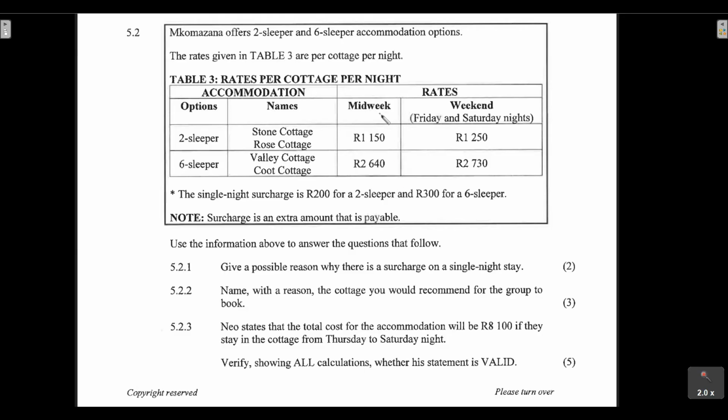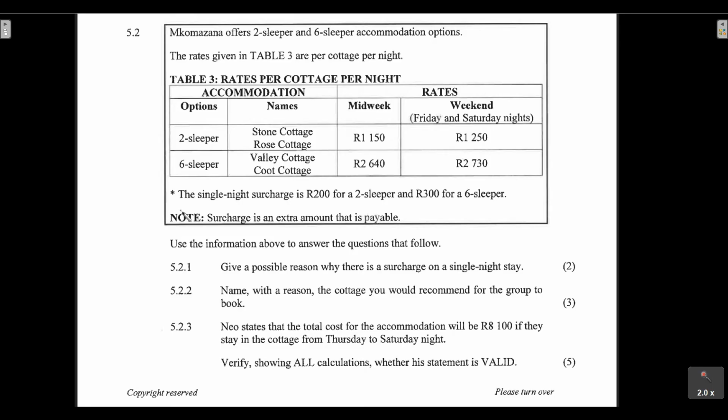And then the prices: midweek is from Monday to Thursday, right? You'll pay 1,150 for the 2 sleeper. For the 6 sleeper, you'll pay 2,640. And then the rates for the weekend, from Friday and Saturday nights, are 1,250 for the 2 sleeper, 2,730 for the 6 sleeper.